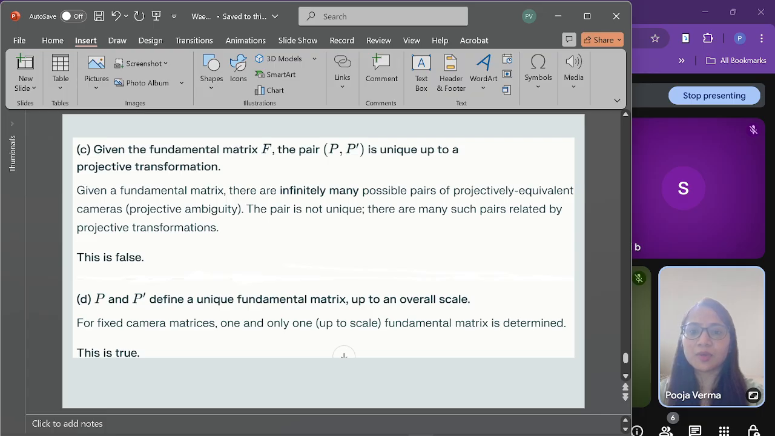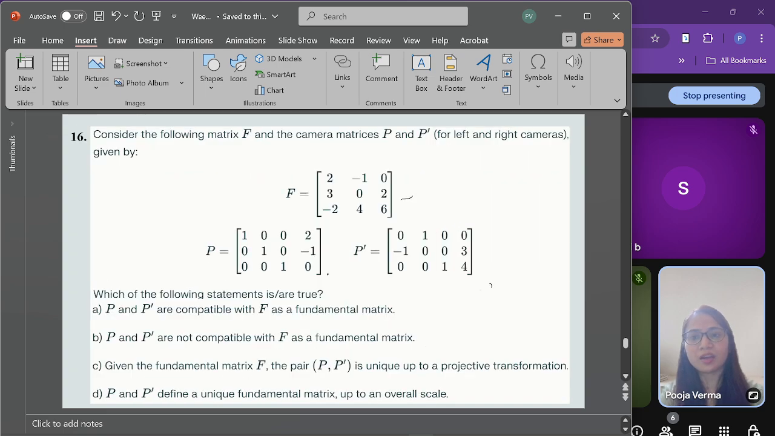And P and P dash define a unique fundamental matrix up to an overall scale. So for fixed camera matrices, one and only one fundamental matrix up to scale can be determined. So B and D are the correct options. That is, P and P dash are not compatible with the fundamental matrix F, and P and P dash define the unique fundamental matrix itself up to an overall scale.